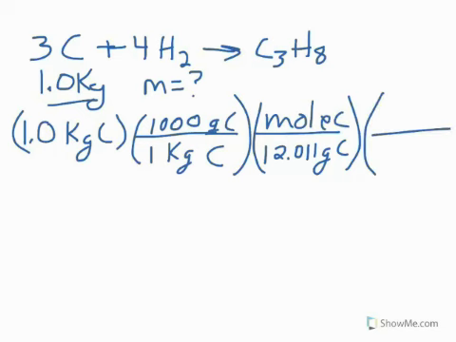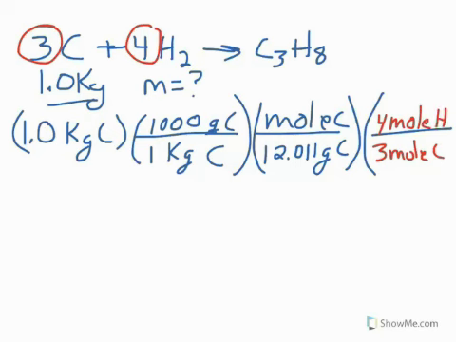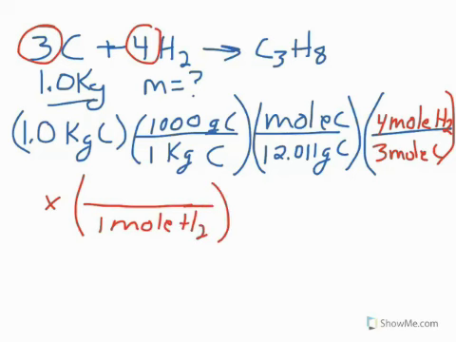Now I use my stoichiometric conversion, and I get my numbers from here. It's 3 moles of carbon per 4 moles of hydrogen. So 3 moles of carbon, 4 moles of hydrogen. Go to the next line. I'm going to multiply by that's H2, excuse me. Very important to get the units right. And then I multiply by 1 mole of H2 per how many grams of H2. So I'm going to have to calculate that.